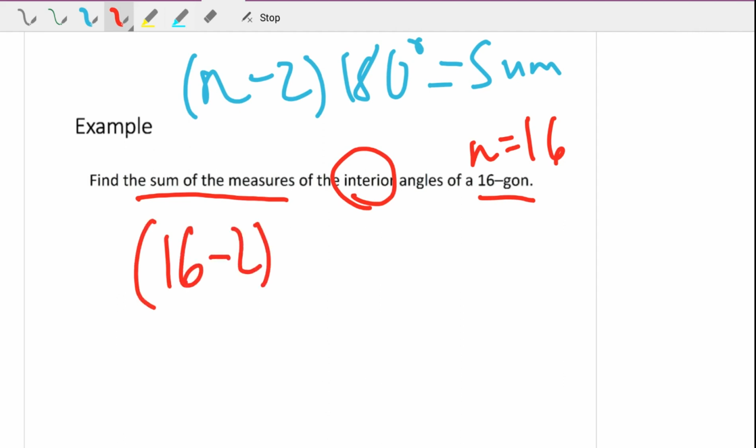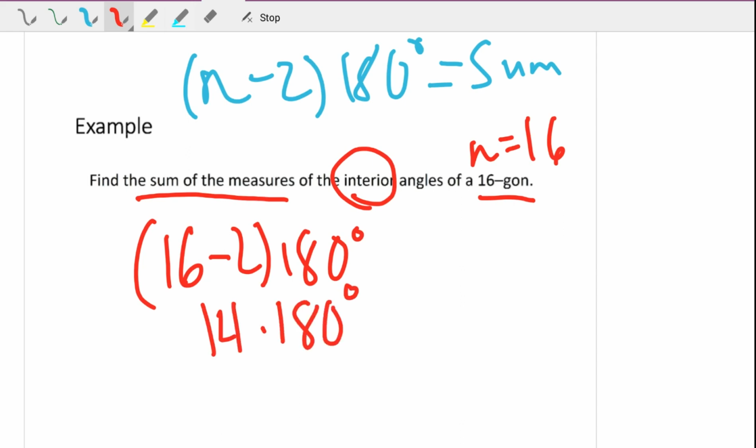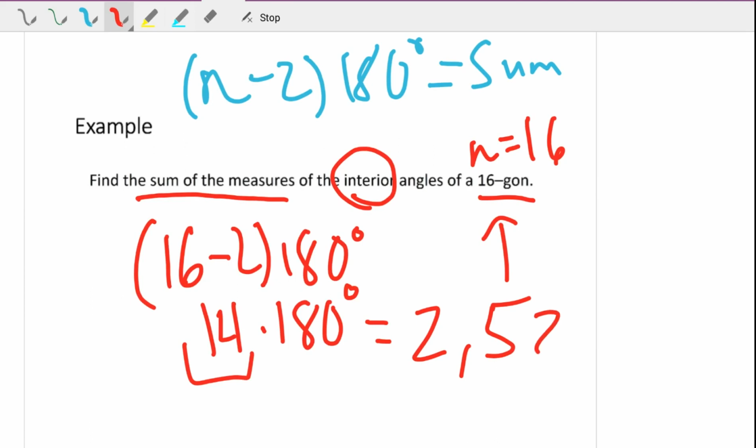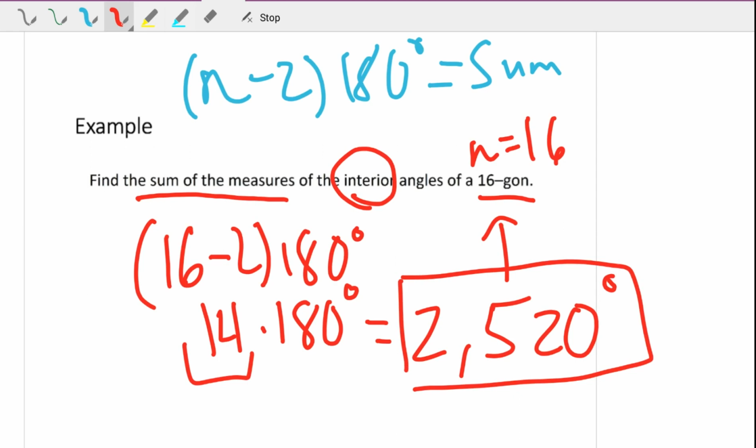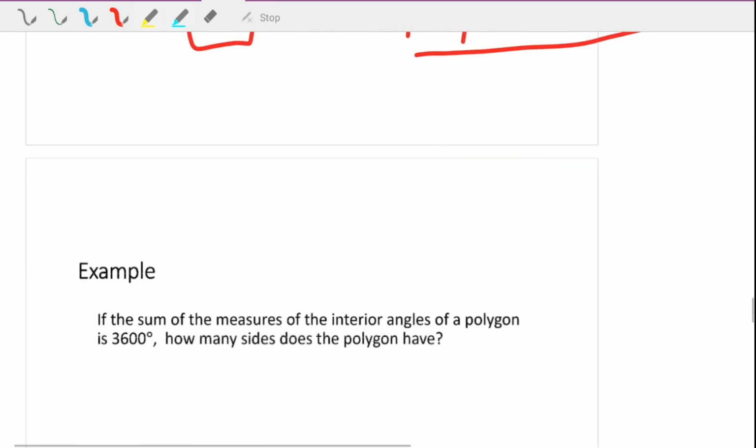16 minus 2 times 180 degrees. So that is 14 times 180 degrees. This means there are 14 triangles that can be formed in a 16-gon. That's what it means. And then we just multiply that, and 2,520 degrees. And I definitely needed my calculator for that. I'm not going to let you guys think that I knew this by heart or something. So there you go. This would be our answer for this question. The sum of the measures of the interior angles for a 16-gon is 2,520 degrees. Let's go to the next one.